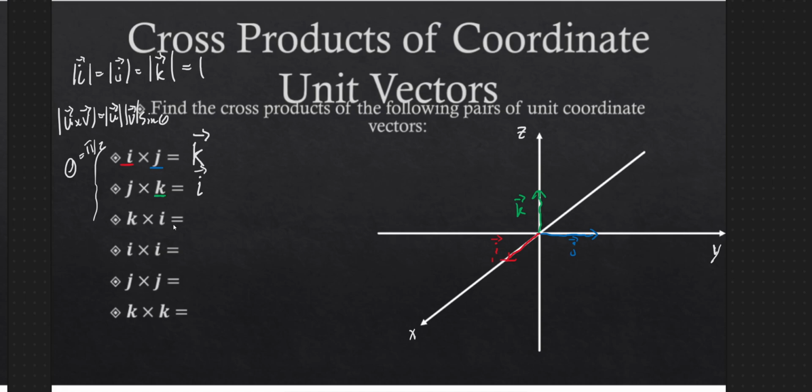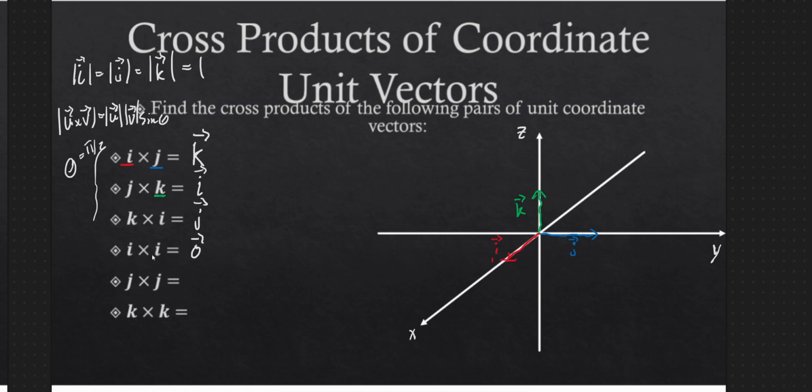Let's see, K cross I: fingers pointing up, curl them towards I. I'm going in the direction of J with a magnitude of 1. What about I cross I? Well, I can't really do the right-hand rule, because which direction do I curl them? I curl them in the same direction that I'm pointing my fingers. When that happens, this gives the 0 vector. When the right-hand rule doesn't turn out a direction, when it's impossible to use it, that means we're dealing with the 0 vector.